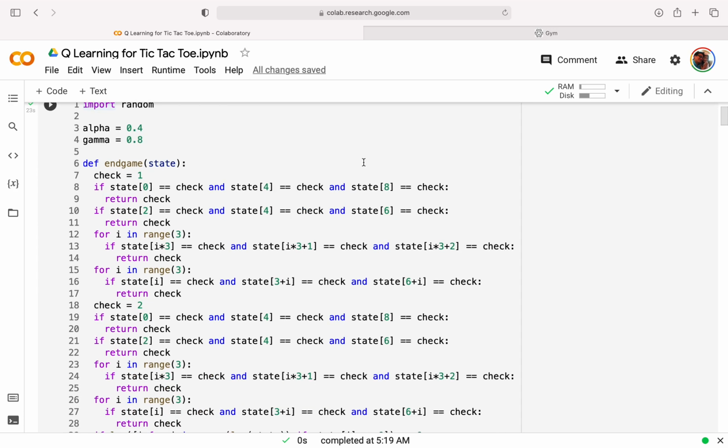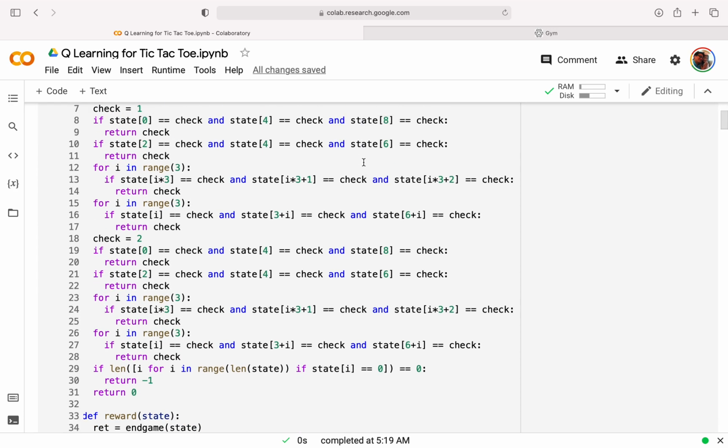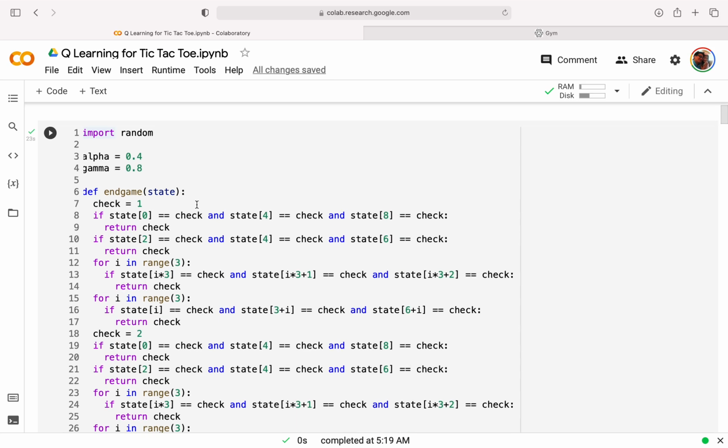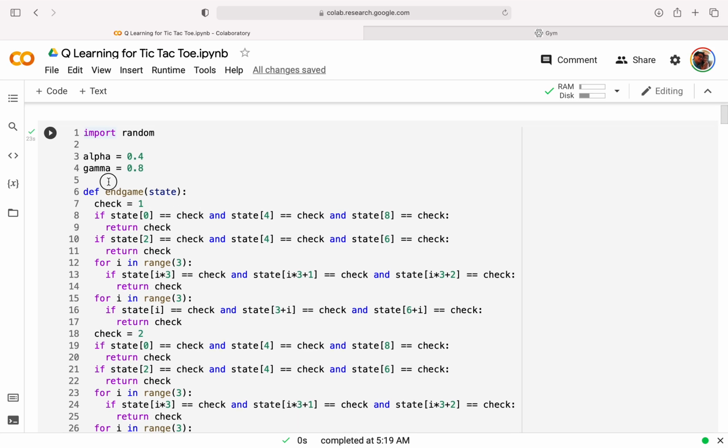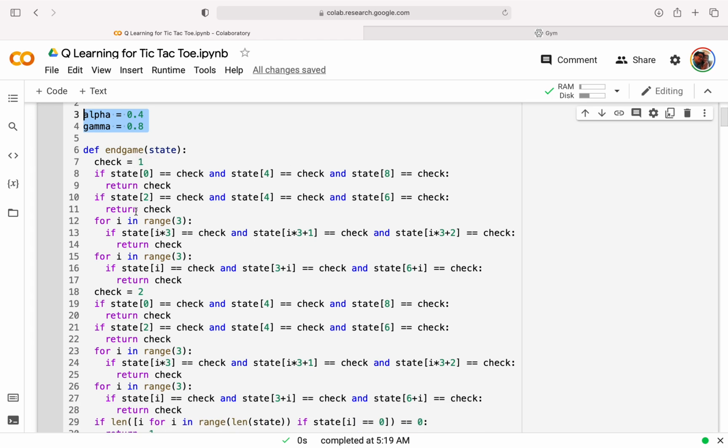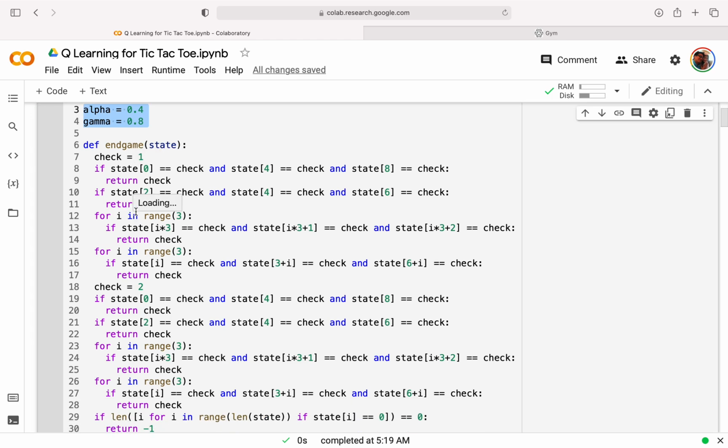I wrote it by myself. And this one is a tic tac toe. We have the alpha and gamma, the ones that we used in all previous video clips.